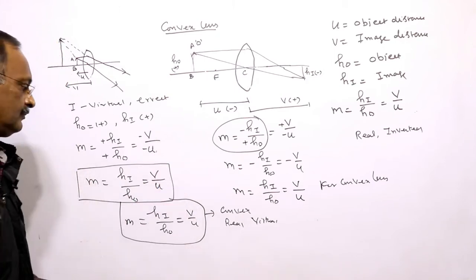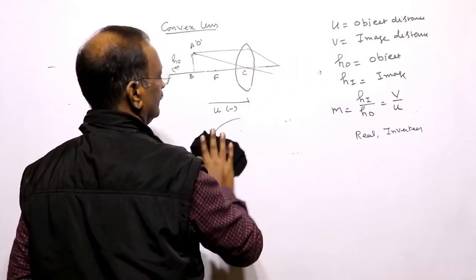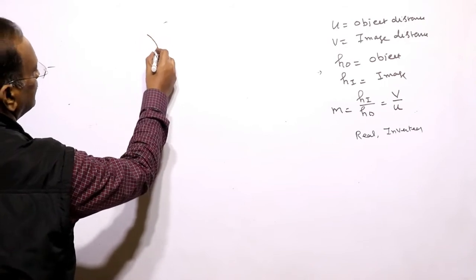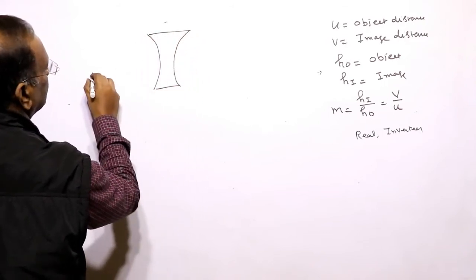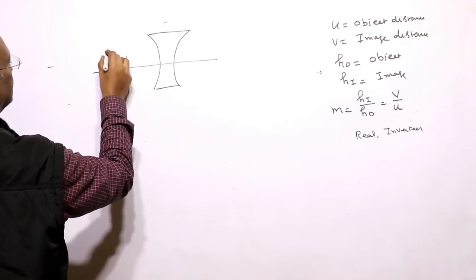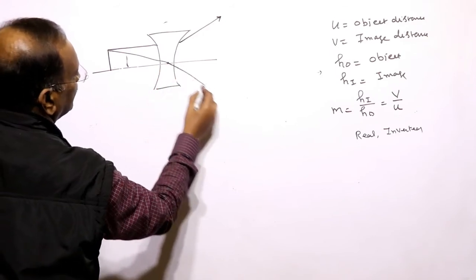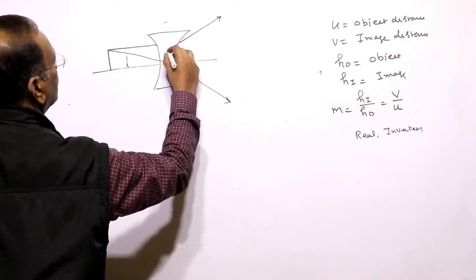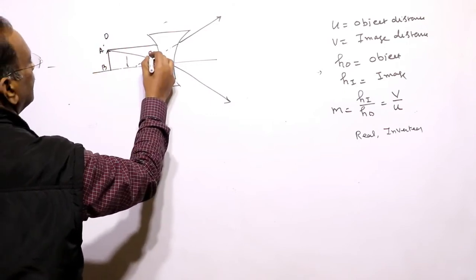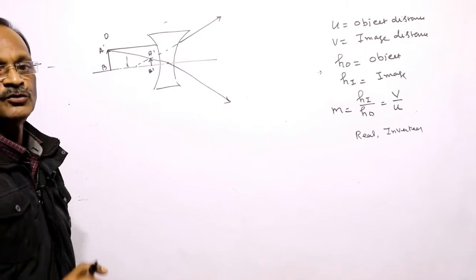Let us see for concave lens. This is concave lens. When the object is kept anywhere in front of the lens, the object is kept here. One ray after refraction will be diverging. Another ray passing through the optic center will go like this. When you extend it backward, the image is formed here. That is object AB, image A dash B dash. Wherever the object is kept in front of the lens, a virtual and erect image will be formed.